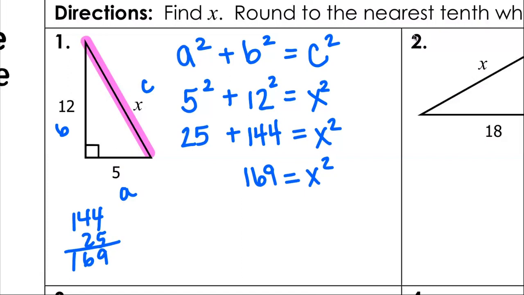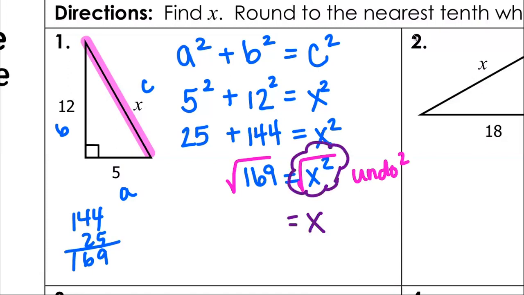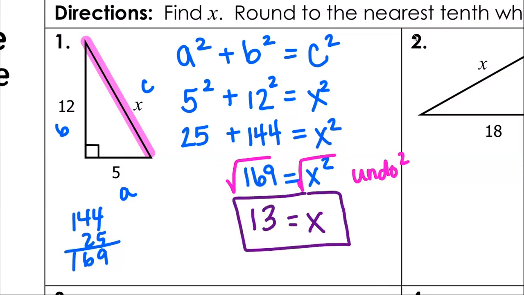To undo a square, we are going to square root both sides. So this becomes x because a square root and a square will undo each other. And we know that the square root of 169 is 13.